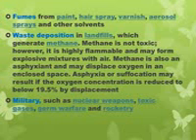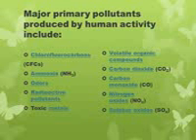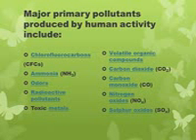Asphyxia or suffocation may result if the oxygen concentration is reduced to below 19.5% by displacement. Military sources such as nuclear weapons, toxic gases, germ warfare, and rocketry. Major primary pollutants produced by human activity: chlorofluorocarbons, ammonia, odors, radioactive pollutants, toxic metals, volatile organic compounds, carbon dioxide, carbon monoxide, nitrogen oxide, sulfur oxides.